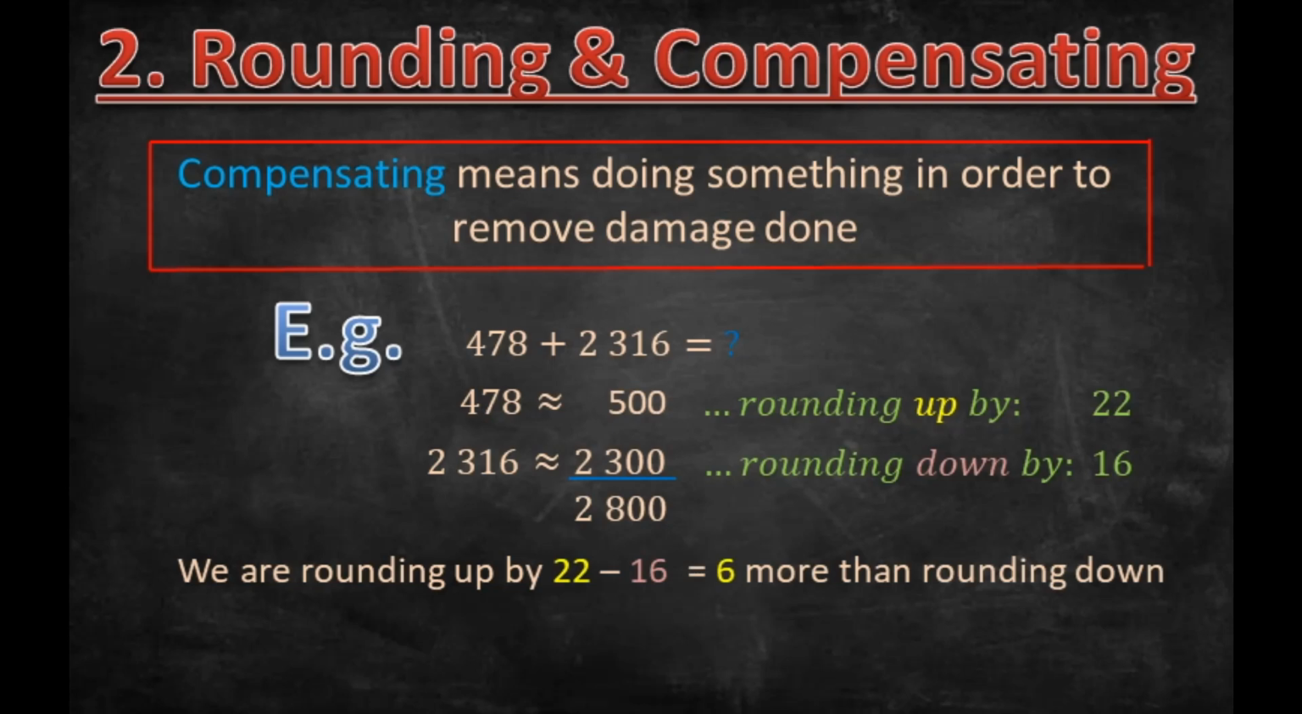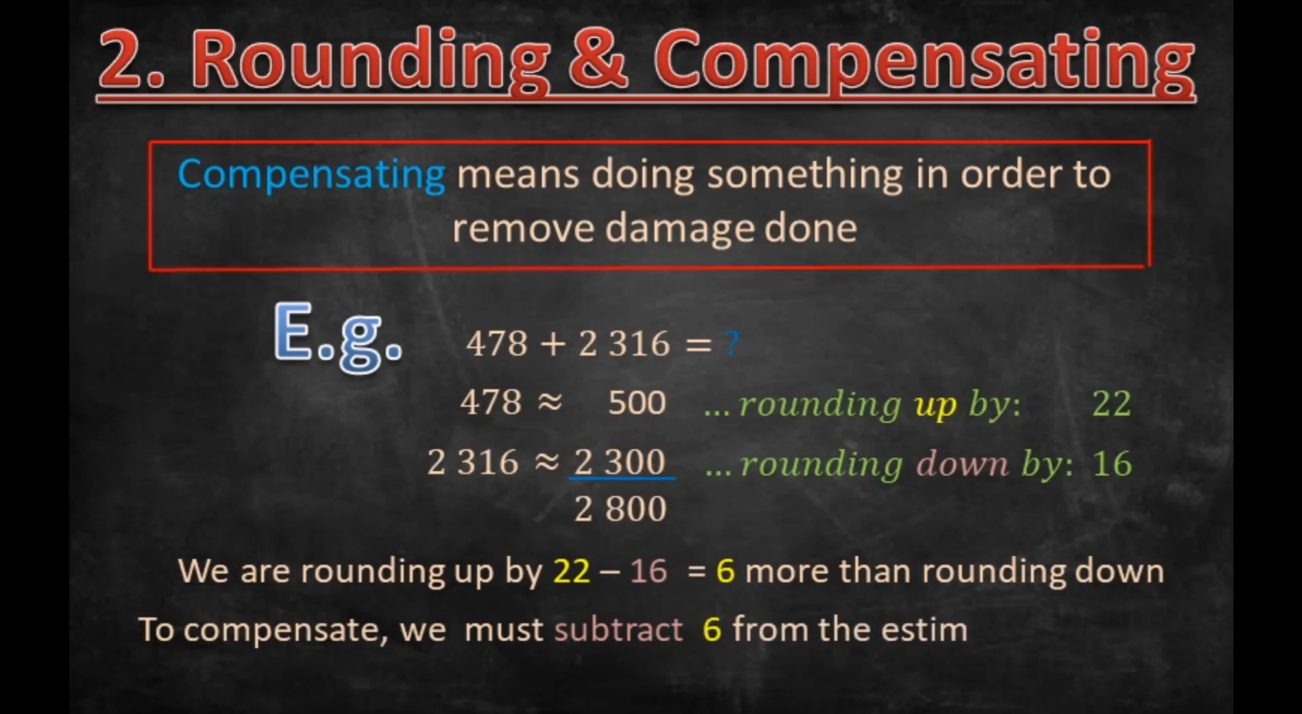To compensate for this, we must subtract 6 from the estimate. In other words, we'll get 2,800 less 6, which gives an answer of 2,794. If we do the original sum on a calculator, we see that this is the answer.